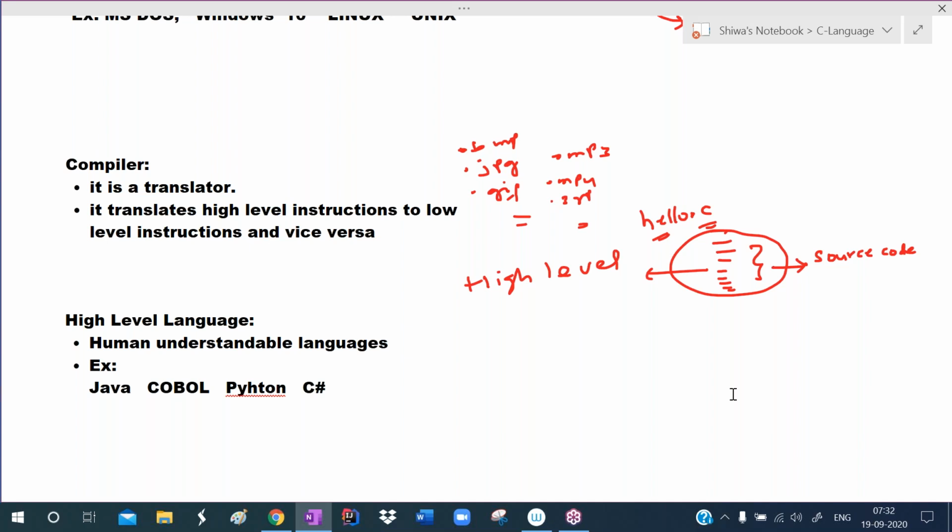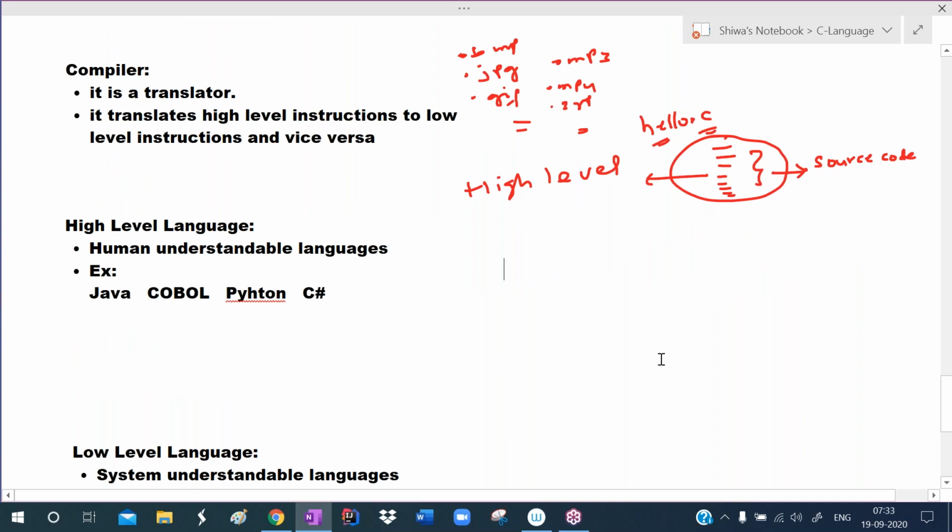So for that, one translator is required. To convert high level code to the low level code and low level code to the high level code, one translator is required. That translator I'm calling a compiler. So compiler is the translator. It translates high level instructions to the low level instructions and vice versa. This is a C program. So after writing the C program, what we do is we compile it.